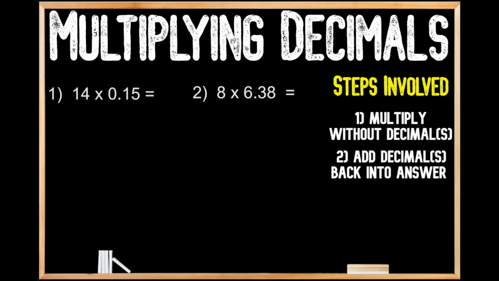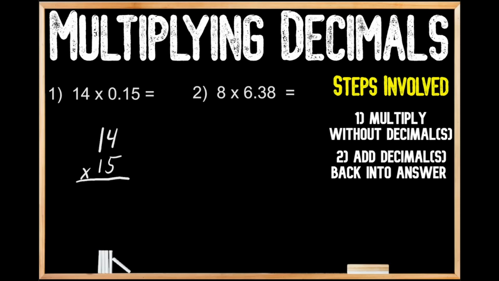Looking over to the right-hand side under our steps involved, we can see that our first step is to multiply without decimals. So we're going to work through this multiplication problem as if there aren't any decimals there to begin with. We're going to start by writing 14 up top, and next we're going to add in our 15 hundredths, which in this case is no longer a decimal, so we don't need a 0 before the decimal point, and we're just going to write 15 down below.